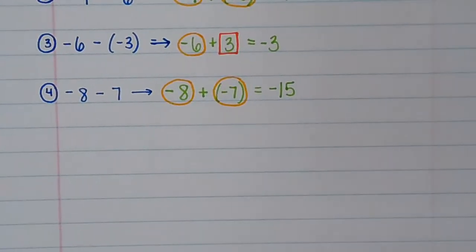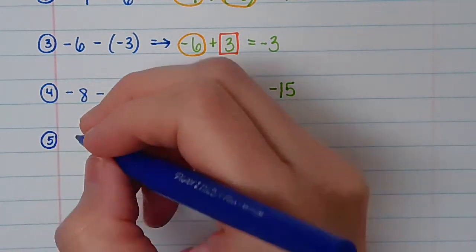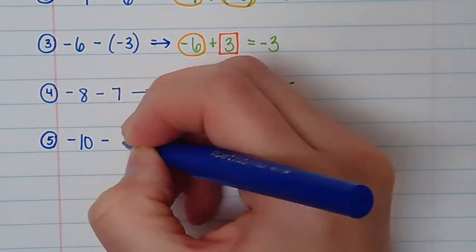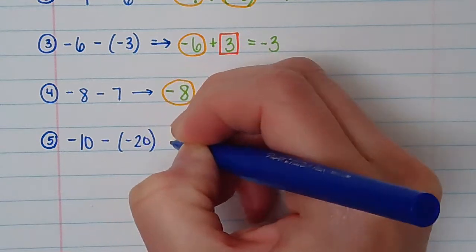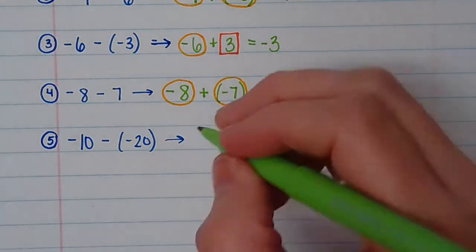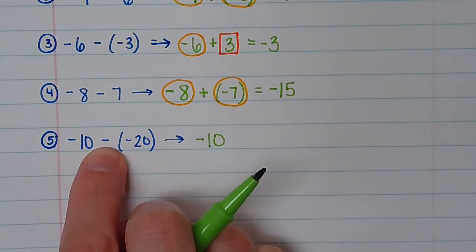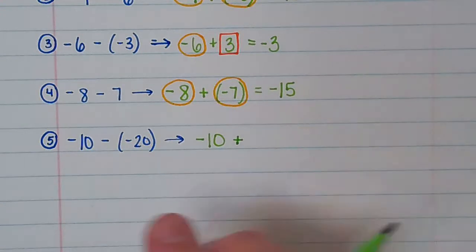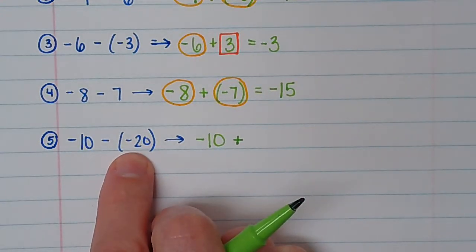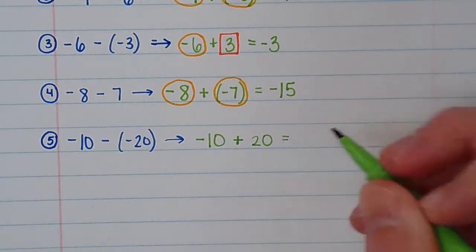Try another one. Negative 10 minus negative 20. All right, what am I going to keep? Keep the first number. So negative 10, you leave it alone. The next thing I get to is the minus sign. I'm going to change it to a plus sign. And then I get to this negative 20. I'm going to switch negative 20 to positive 20. Okay.